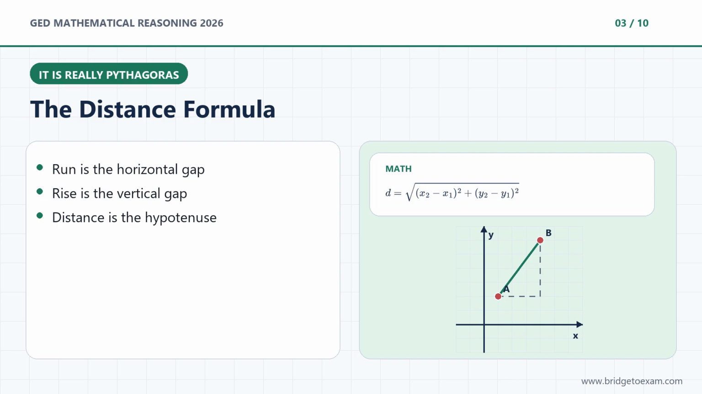The distance between 2 points is just the Pythagorean theorem in disguise. The horizontal gap is the run, and the vertical gap is the rise. These form the legs of a right triangle, and the distance is the hypotenuse. So the distance equals the square root of the run squared plus the rise squared.